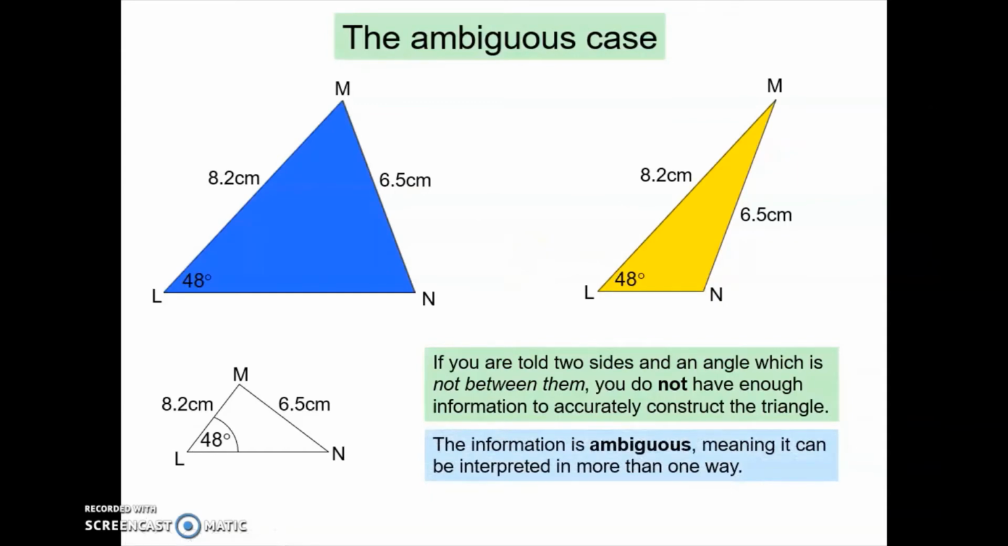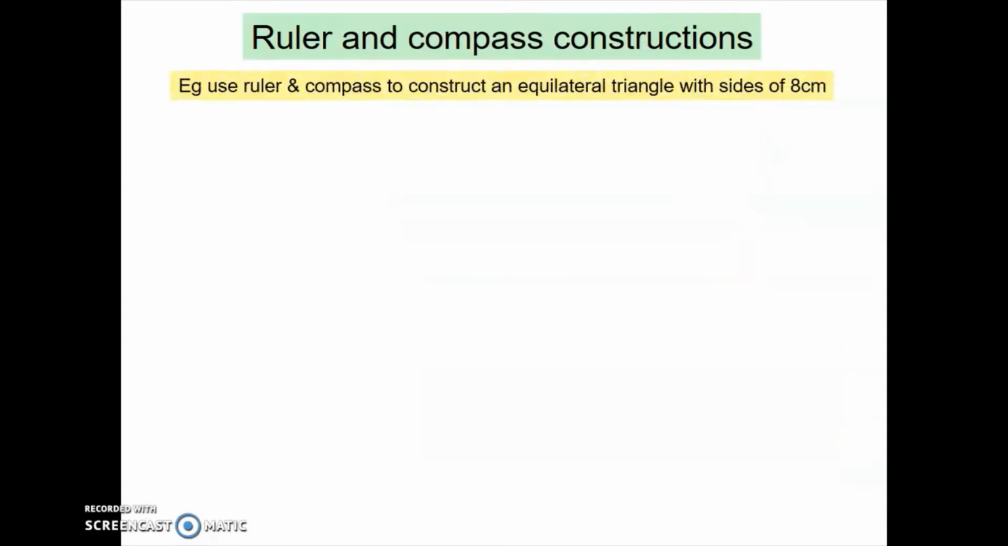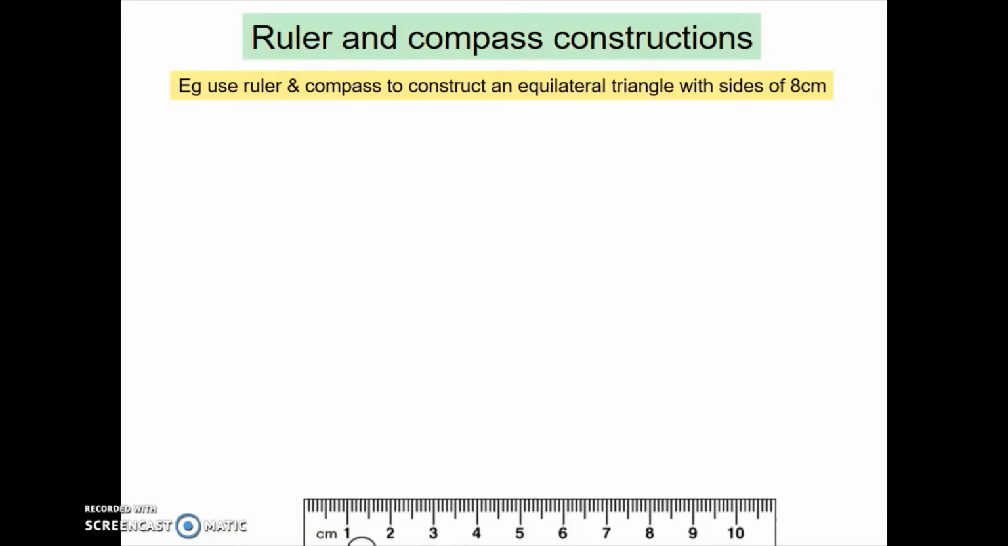Okay, so the information can be interpreted in more than one way, so just be aware of the ambiguous case. Okay, next one to have a look at. Using a ruler and a compass to construct an equilateral triangle with sides of 8 centimeters.